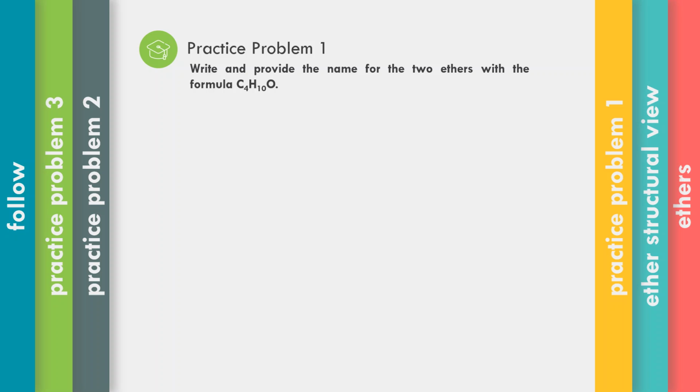Let's do a few practice problems. First of all, we are going to write and provide the name for the two ethers with the formula C4H10O, just a single oxygen. There are a variety of different formulas you can write. Let's start with the first example.